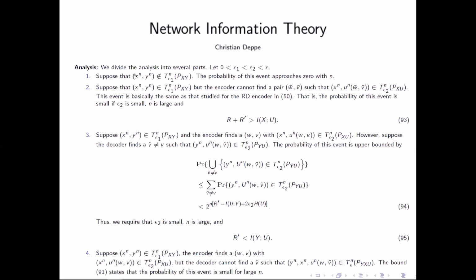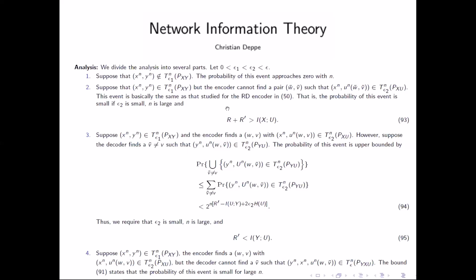The first thing is easy, so we suppose that X^n and Y^n are not jointly typical. This we know, of course, goes to 0. That's also in the first section of the lecture notes. Okay, therefore we can assume that X^n and Y^n are jointly typical. But now we can assume that the encoder cannot find a pair W tilde and V tilde such that X^n and U^n of W tilde and V tilde are jointly typical concerning X and U.